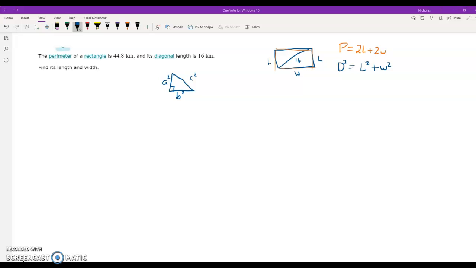They're nonlinear, right? So this one, the perimeter, so 2L plus 2W is equal to the perimeter. And we know that in this problem, our perimeter is 44.8 kilometers. We also know that if we find L squared plus W squared, we will get 16 squared, which let's just go ahead and figure out what 16 squared is. So this is going to be 256.